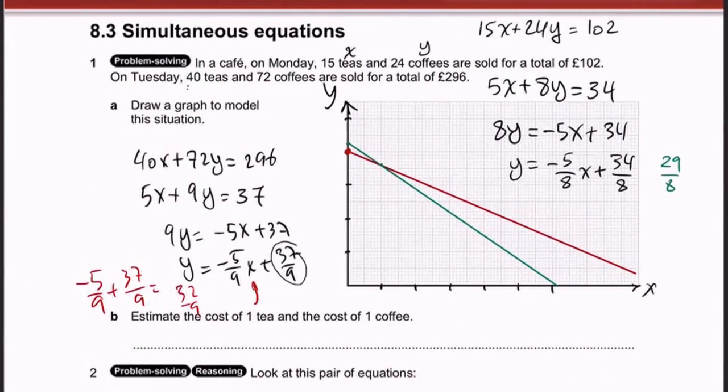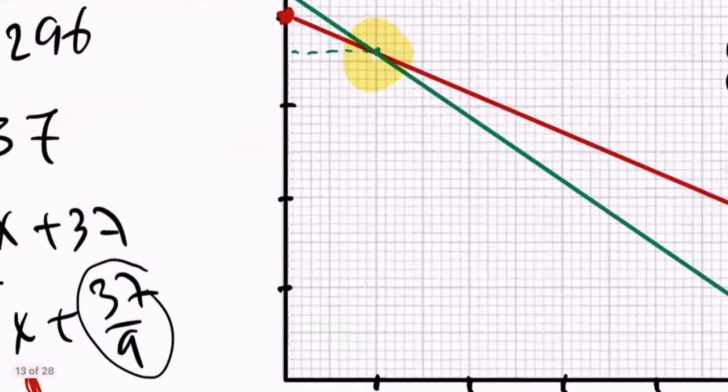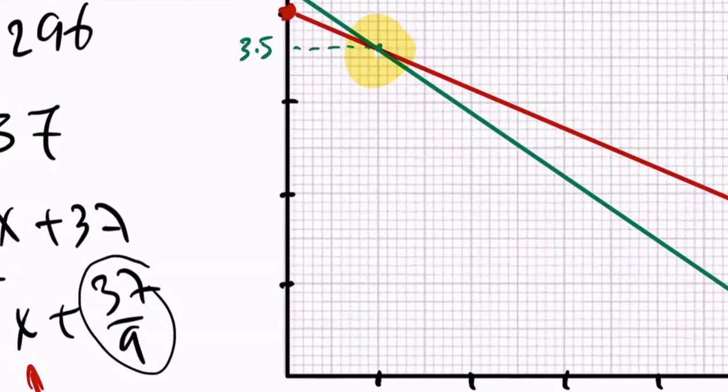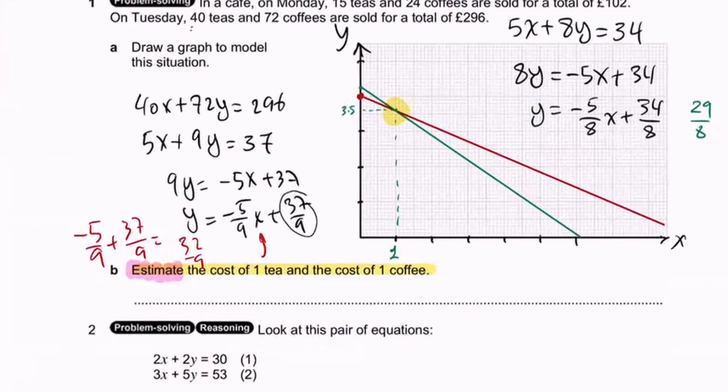Now what does he want? Estimate the cost of 1 tea and the cost of 1 coffee. That means the intersection point here. But take care of one thing, guys. He's writing here: estimate. Estimate means don't give the rough point, give an approximation. So this point will be almost around 3.5 and 1. So x equals 1 and y equals 3.5.